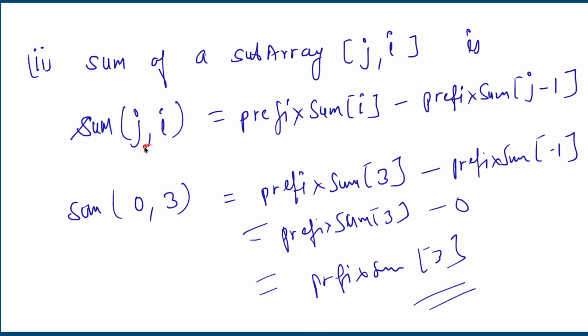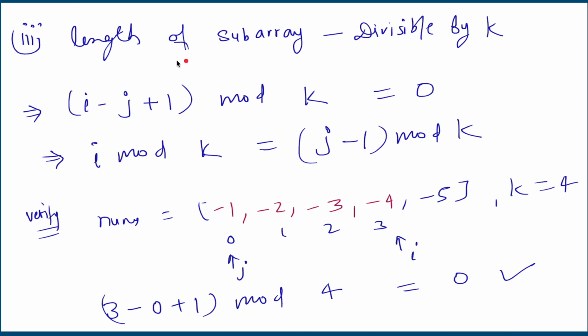So if you want the sum of a subarray, let's suppose from j to I, we'll consider the subarray from j to I, right? And how can we find it? Like this template you can consider from here. Okay, so if you want the length of the subarray to be divisible by k, it means what? You need a very simple template: (I minus j plus 1) mod k equal to 0.